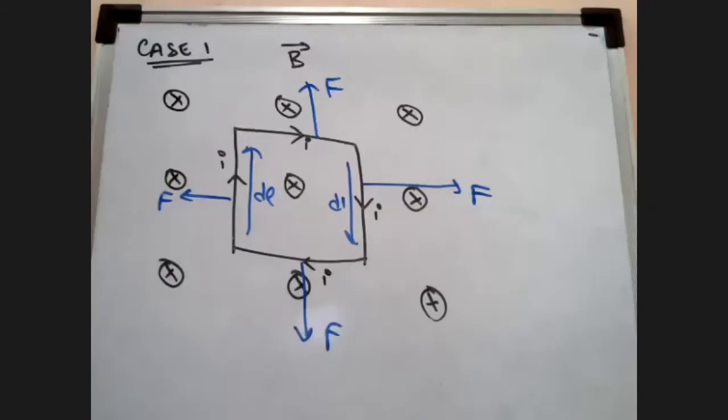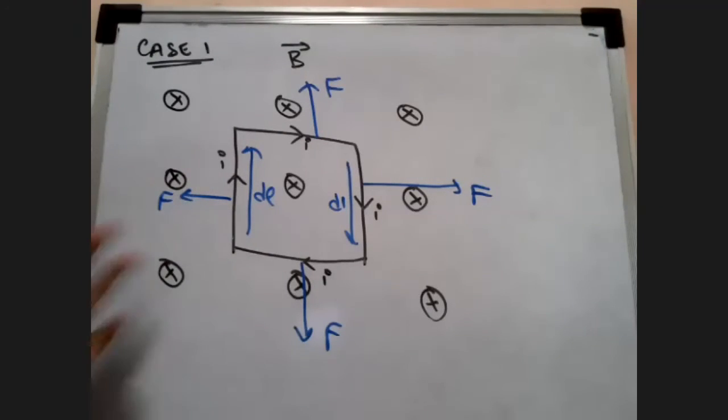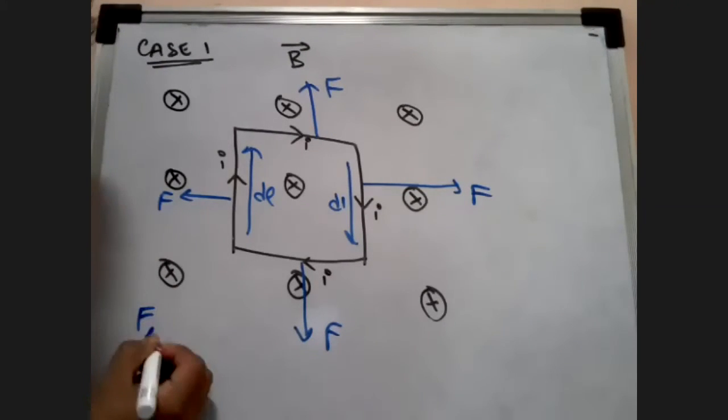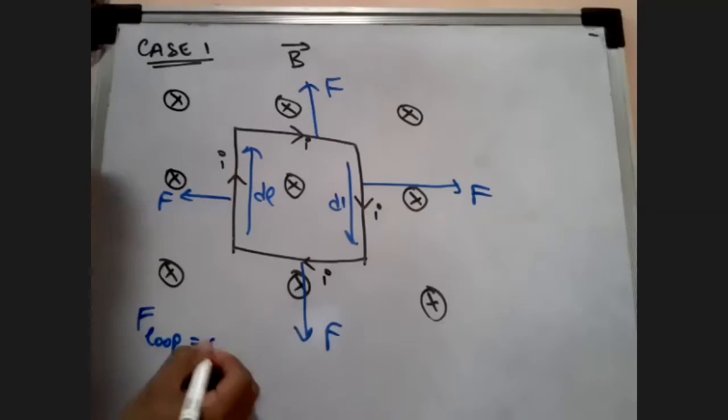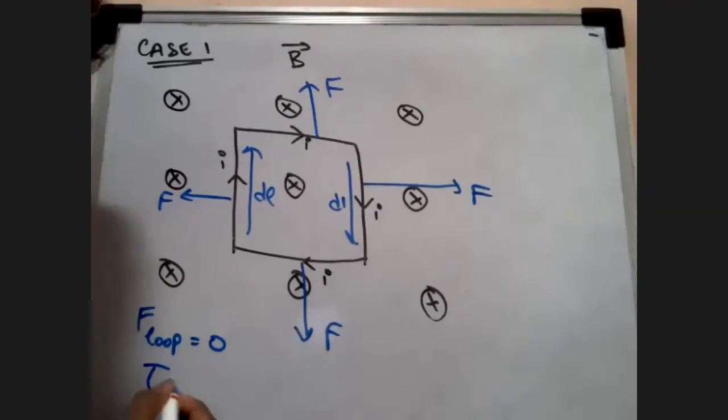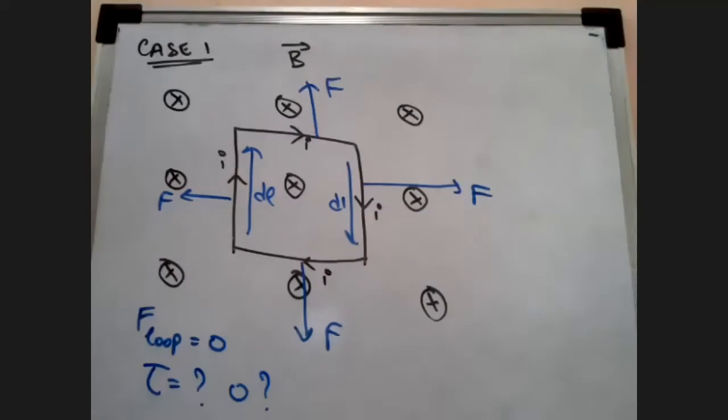So students, listen to me. Here, can I say that the forces in this case are all cancelling each other off? Yes or no? So I can say that the force on the loop is basically equal to 0. But what is the torque? Will the torque also be equal to 0? Can the torque also be equal to 0?